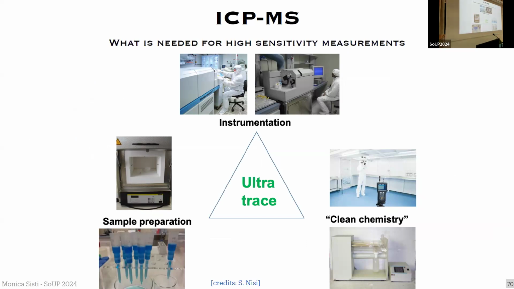So what you need for a good ICP-MS measurement is, of course, good instrumentation, but the basis of this pyramid is that you need to be able to do clean chemistry. You have to work in a clean room. You have to use acids and containers that are clean, and then make a clean preparation of your samples. Otherwise, if you artificially introduce contamination during the sample preparation, this may be a big problem.